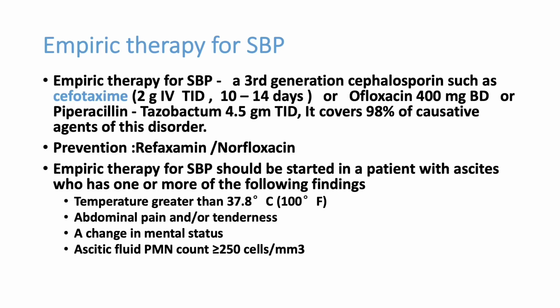To prevent SBP, norfloxacin prophylaxis. In a patient who is admitted with chronic liver disease, to prevent SBP, we can give rifaximin. They are gut sterilizers. Then if the patient is admitted with SBP, we have to start ceftriaxone or cefotaxime, because most of the time SBP is produced by gram-negative organisms, E. coli. So these drugs are very important. Third generation cephalosporins are very important.